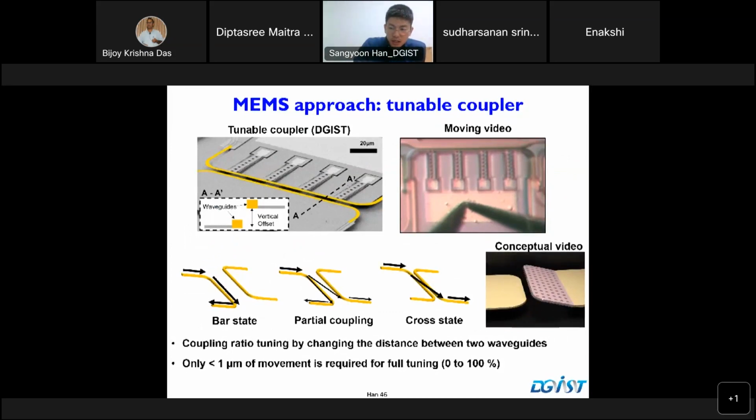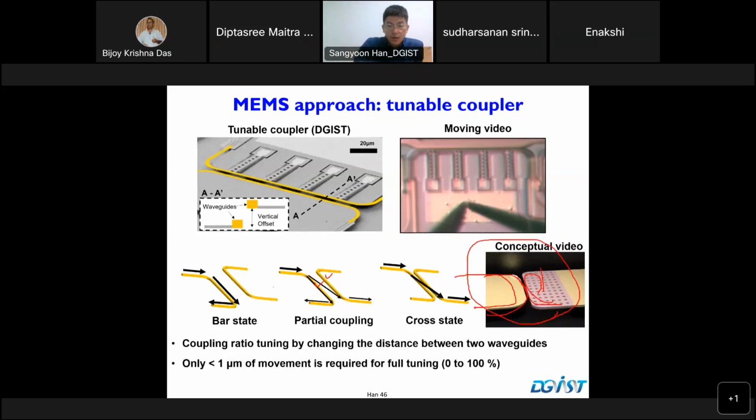This simply shows how it works. So this is the waveguide. When this waveguide is up, the light just goes through. When this is down, the light jumps to the other waveguide. And when this waveguide is in the middle, the light splits. So by controlling the distance between these two waveguides, you can control the coupling, meaning tunable coupling.